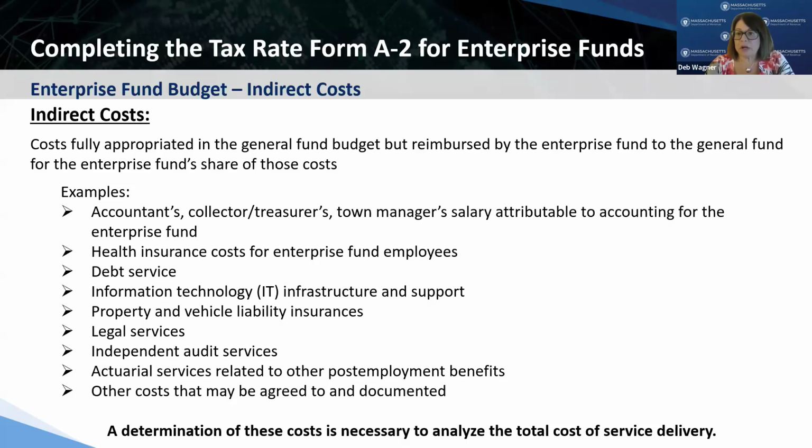So the enterprise fund might bear a portion of the cost of the annual audit, actuarial services related to other post-employment benefits, and other costs that may be agreed to and documented. And one of the purposes of setting up an enterprise fund, such that the costs are separate from the general fund, is that you will know what the total cost of the service delivery is. And so that's why you would attribute indirect costs to the enterprise fund.